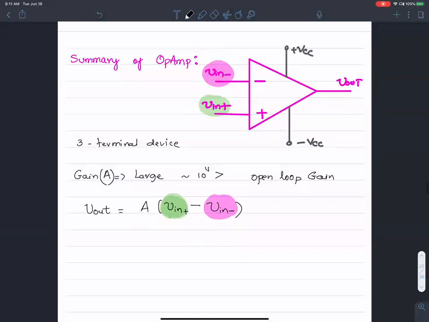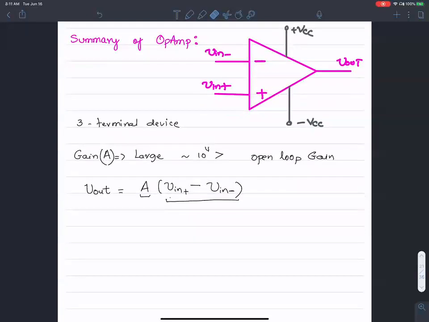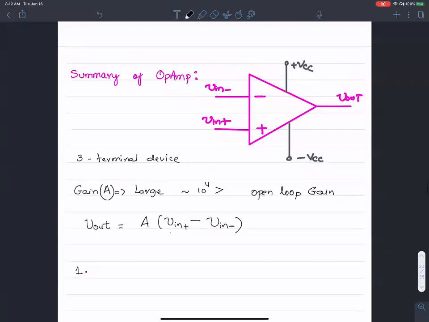The gain multiplies the difference between the inputs. That's the idea of a differential amplifier, the operational amplifier. So this is an operational amplifier that amplifies the difference between the input terminals. This is what we discussed so far, and I also mentioned certain properties of the operational amplifier that become useful to us.